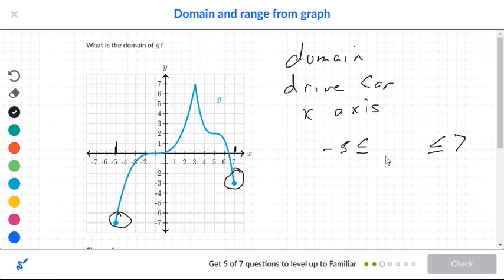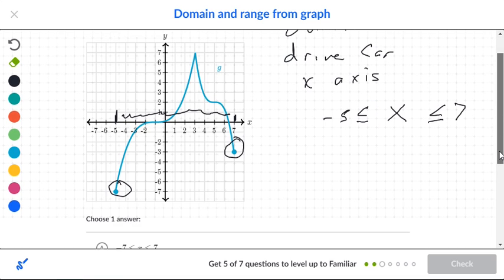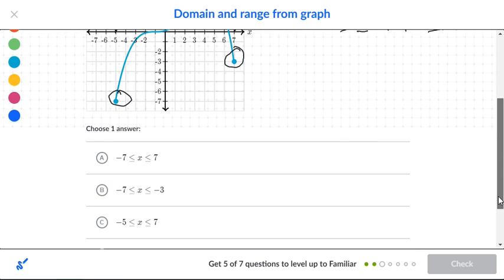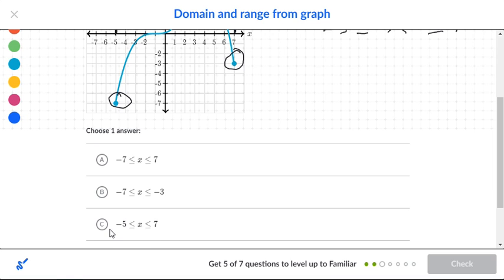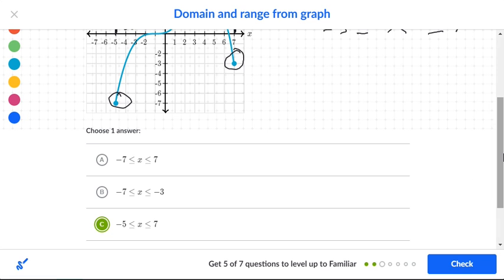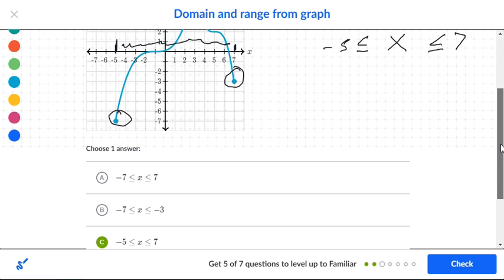But remember, we're driving across, so we're going in this direction here. So this would be x. Since you drive, you go across, that's the x-axis. So we want negative 5, x, then 7, and they both have inequality signs, and they both have the equal sign there. So you see that C should be my answer. Negative 5, inequality sign, then x.